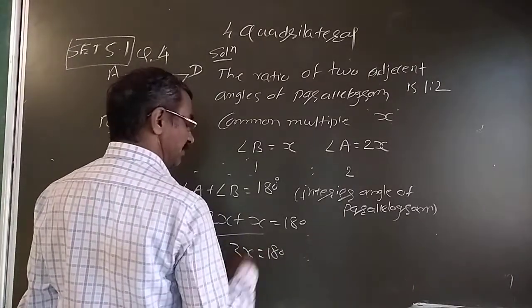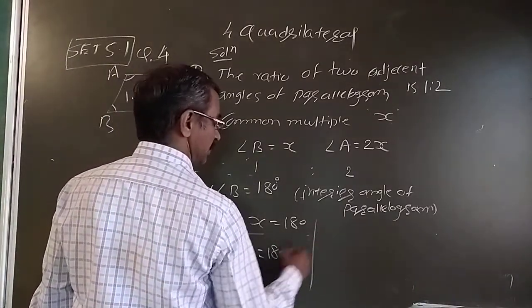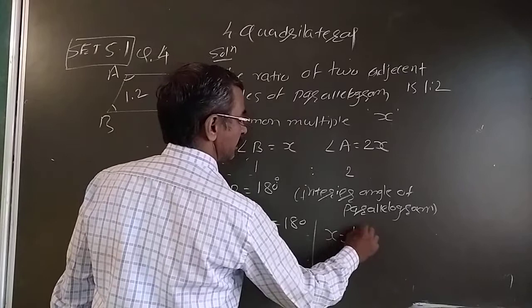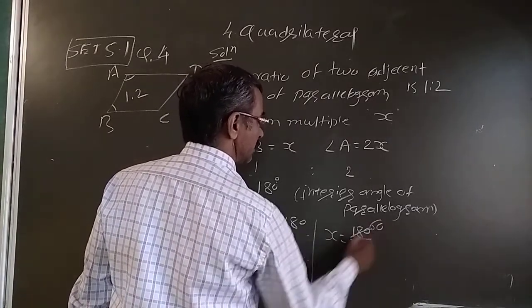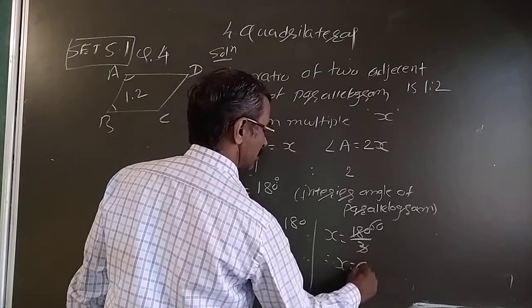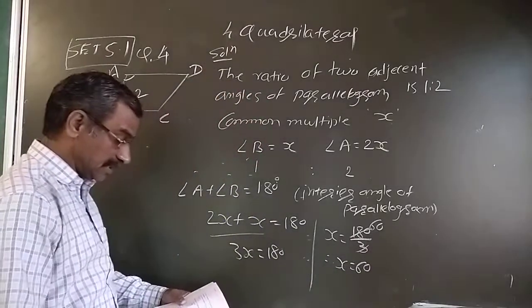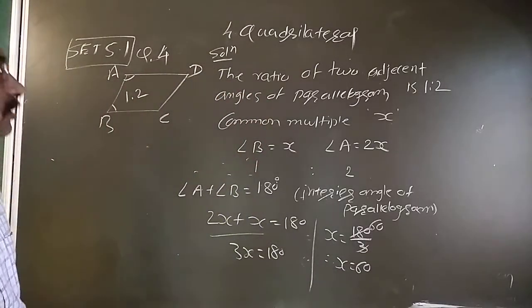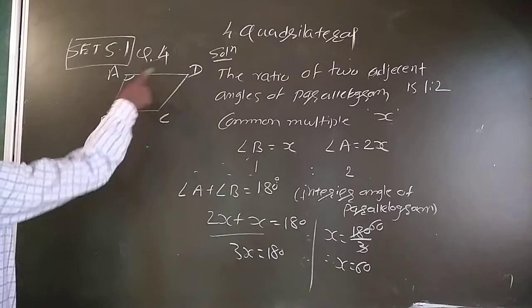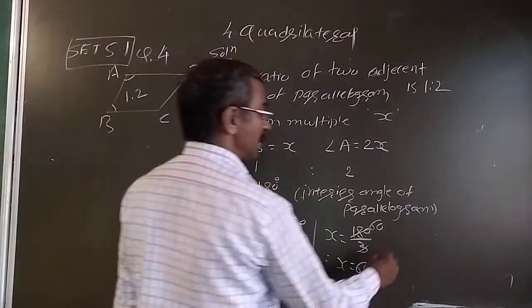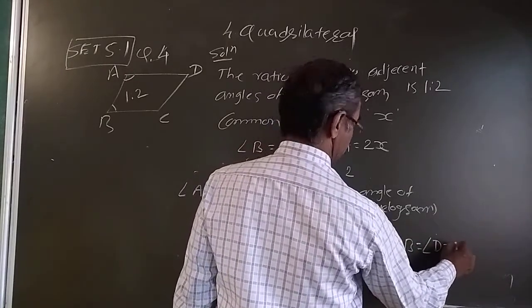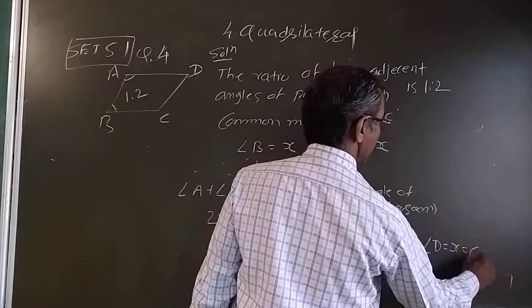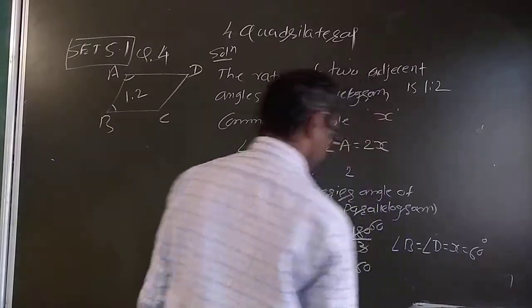Then, by transposing the 3x to the other side, it gets divided. So we get the x value equal to 60. So angle B and angle D are equal to x. Angle B and angle D, the opposite angles, are equal to x, which is 60 degrees.